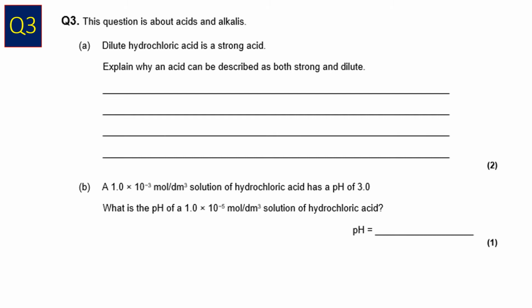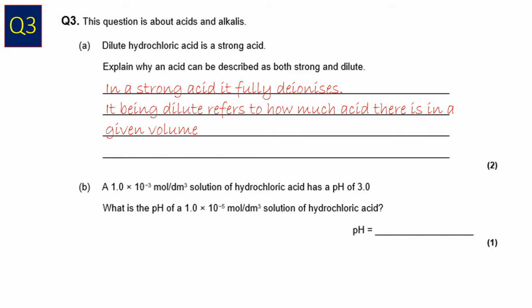Dilute hydrochloric acid is a strong acid. Explain why an acid can be both described as strong and dilute. So you probably spent a lot of time in class looking at the difference between strong and weak acid and dilute and concentrated. If an acid is strong, it means it fully ionizes, so all the hydrogen is liberated from the compound it's in and can be measured in solution.